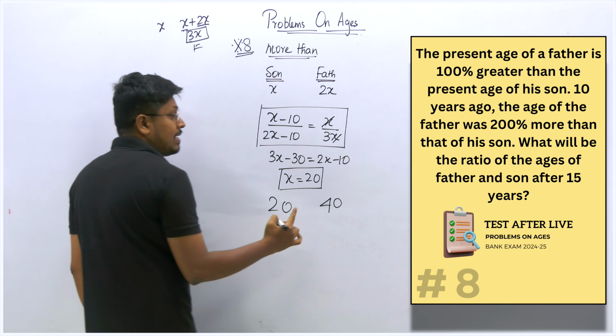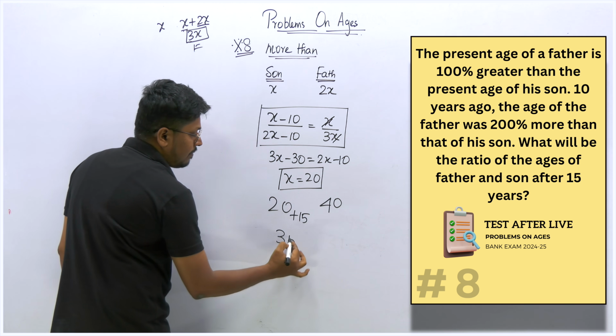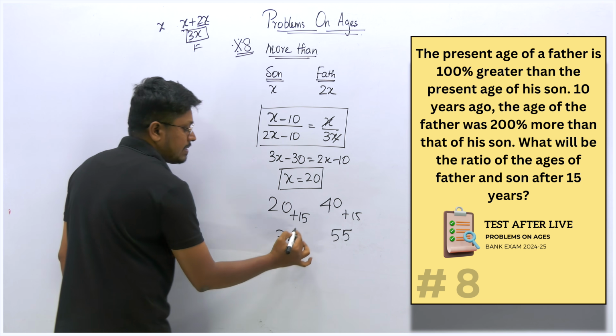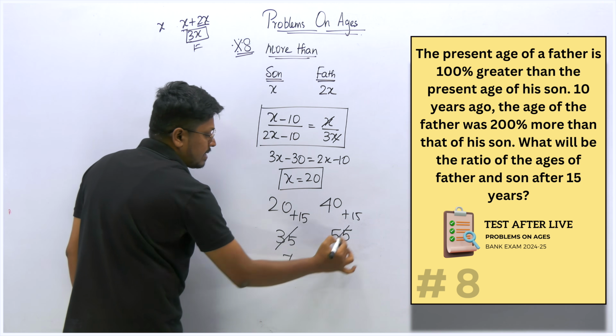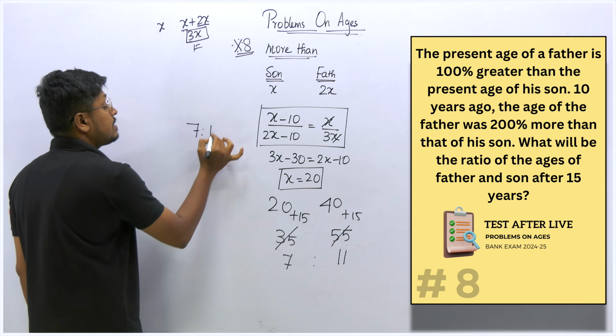And after 15 years, our target is to find the ratio. So add 15, resultant will be 35. So add 15, resultant will be 55. So we can cancel it on the 5 table: 7, and 11. Don't say the final answer is 7 is to 11.